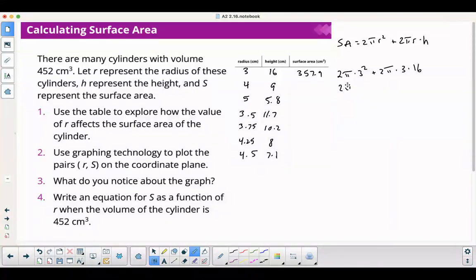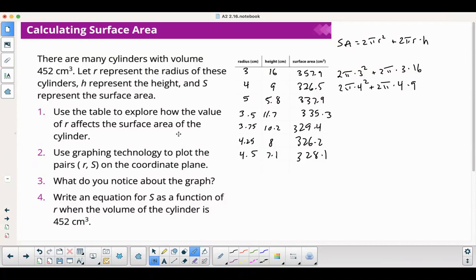Then I go to the next one. It's 2 pi times 4 squared plus 2 pi times 4 times 9. And when I go ahead and do that, I should get 326.5. And then I'm just going to kind of fill in the rest of these now that you see how to do it. Okay, so there you go. There's your table.